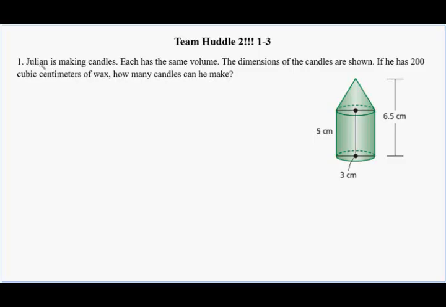So let's see here, Julian is making candles. Each candle has the same volume. The dimensions of the candles are shown. If he has 200 cubic centimeters of wax, how many candles can he produce?